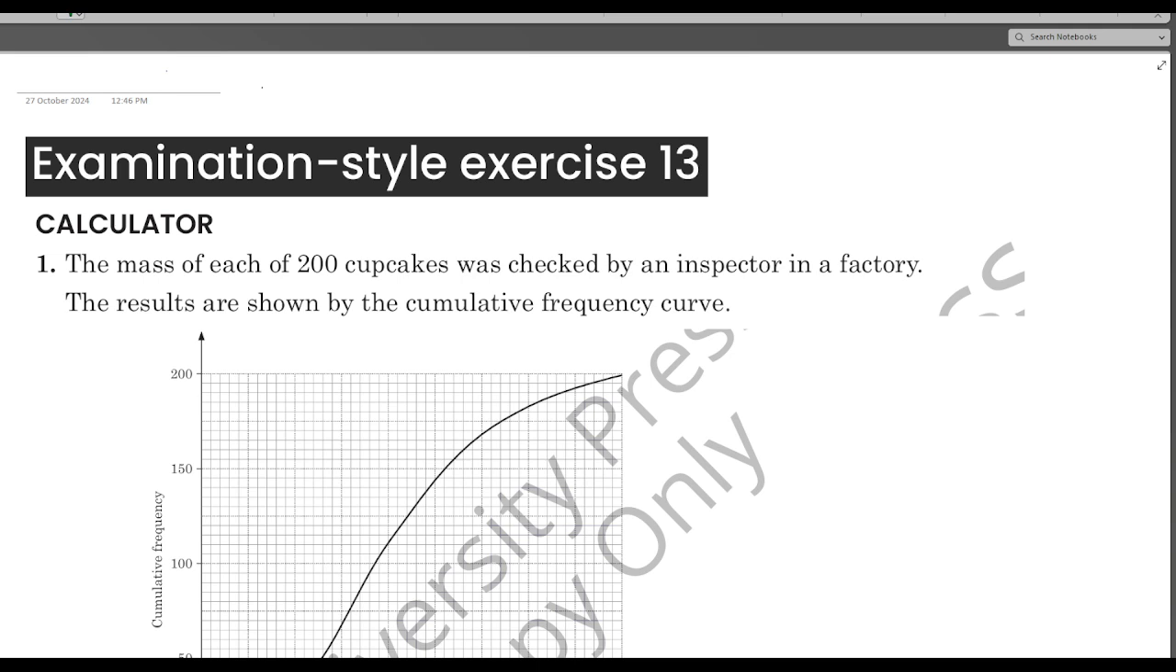Hello everyone. Let us discuss examination style exercise 13. This exercise is based on statistics. Here is the first question.